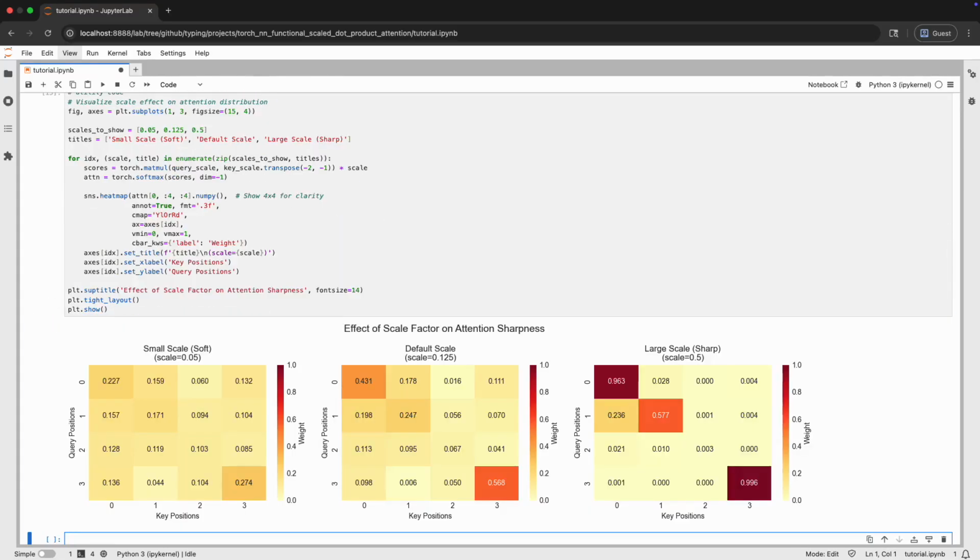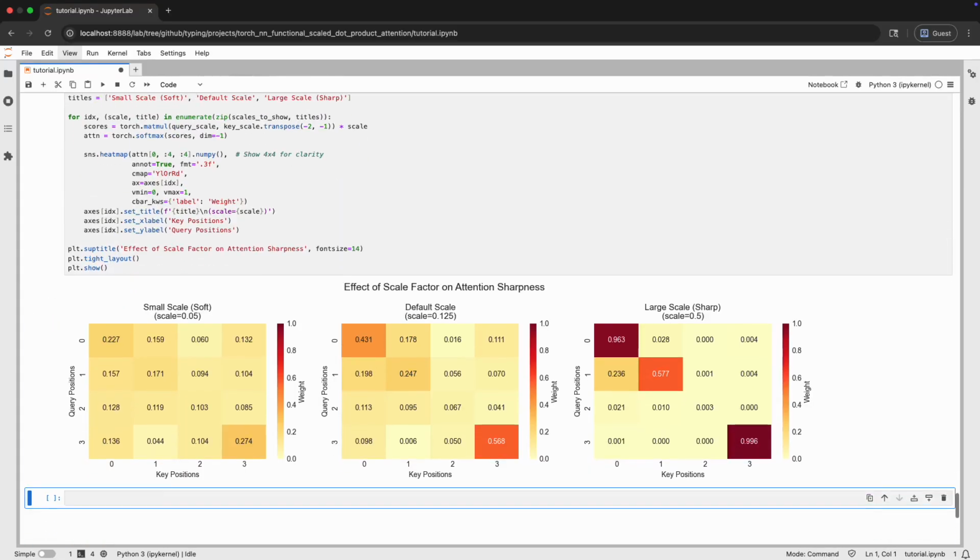These heat maps beautifully illustrate the effect of scale. On the left with small scale, attention weights are distributed fairly evenly. In the middle with default scale, we see moderate focus. On the right with large scale, attention becomes very sharp, with most weight concentrated on just 1 or 2 positions. This is why it's called attention sharpness.